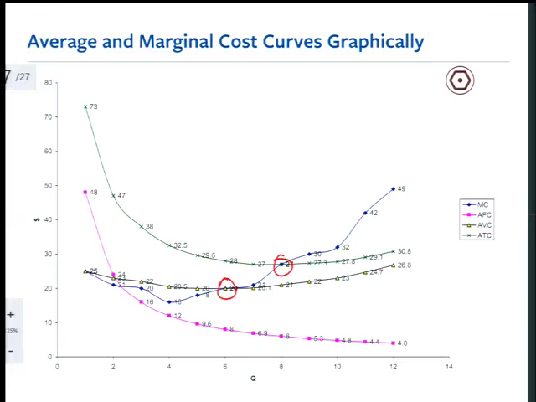What curious thing happens right here and right here? So marginal cost, the blue line, cuts through average total cost, and the marginal cost cuts through average variable cost. Does it cut at a sort of intriguing, interesting point?